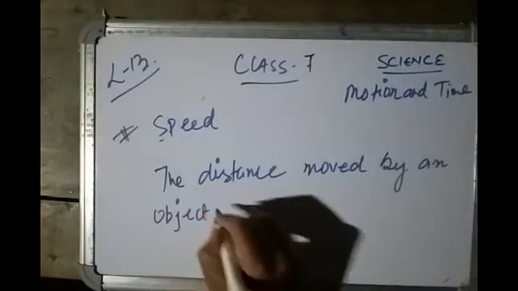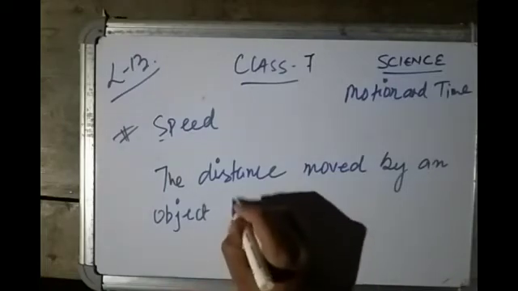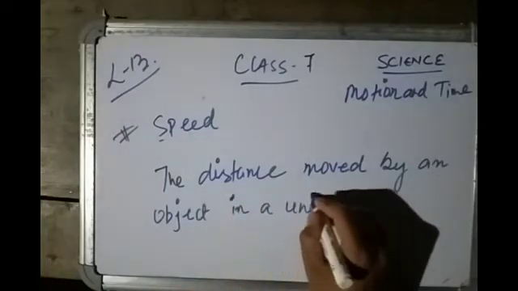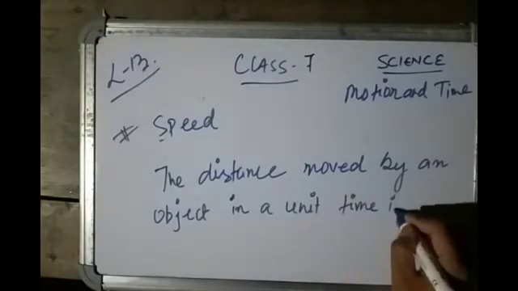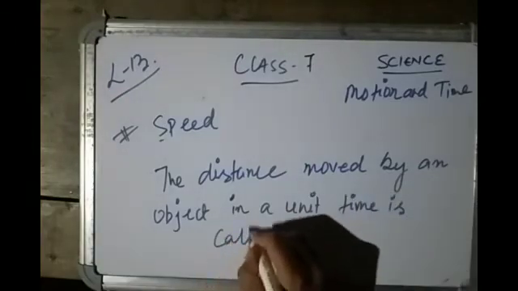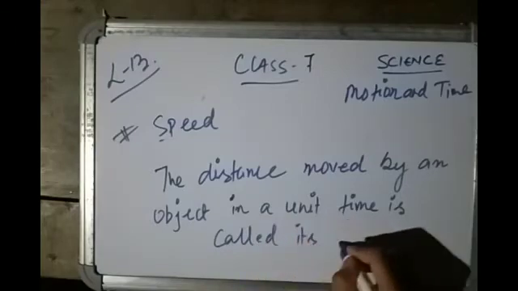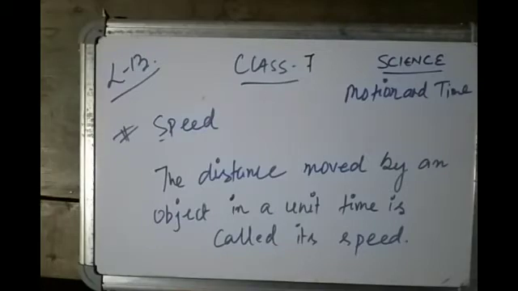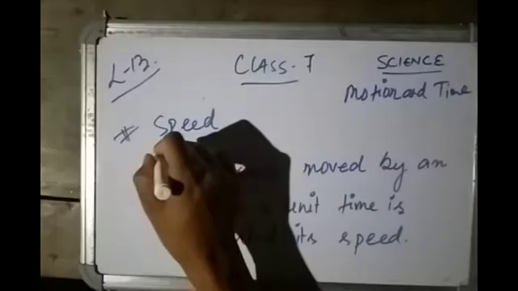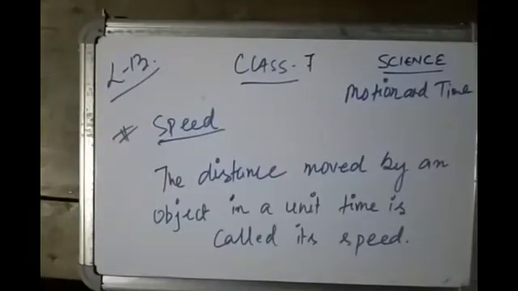The distance moved by an object in a unit time is called its speed. The distance moved by an object in a unit time is called its speed.